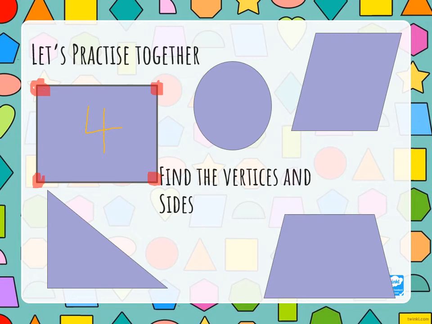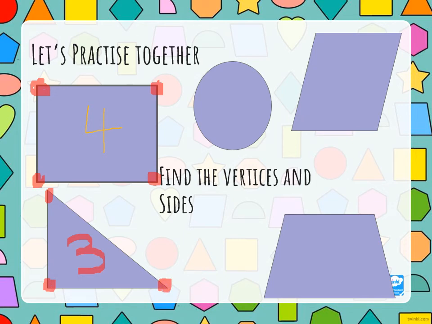Then let's move to our triangle. Remember, tri stands for, that's right, 3. So our triangle will have 1, 2, 3 straight lines, and they're differing lengths. Okay, so we can write 3. Let's take a look at the vertices. 1, 2, 3. So also 3.